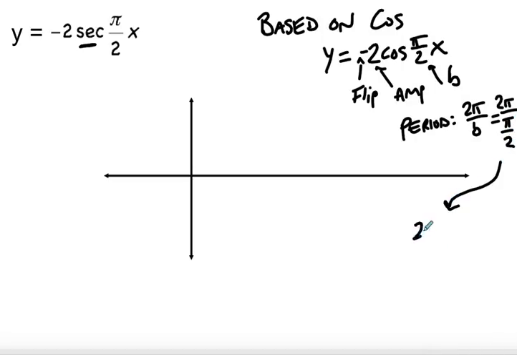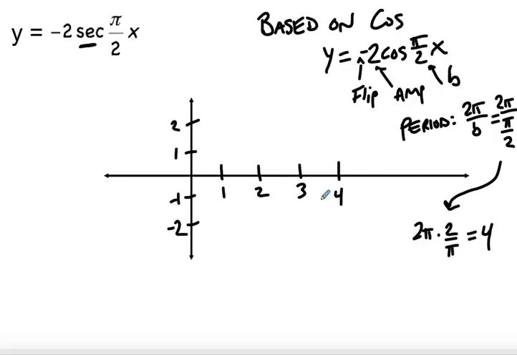I'll move it down here. That will be the same as multiplying by the reciprocal, which would be 2 over pi. The pi's would cancel, and you would get a 4. So if we make our tick marks, the period is 4. The amplitude is 2. I forgot to mark these. This would be 1, 2, 3, 4. So let's graph cosine with a flip with an amplitude of 2 and a period of 4.